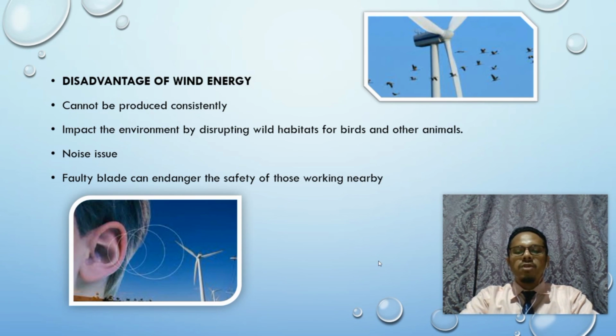Severe storms and strong wind can damage wind turbine blades. A faulty blade can endanger the safety of those working nearby. This may happen to them, resulting in lifelong physical disability or, in extreme cases, death.